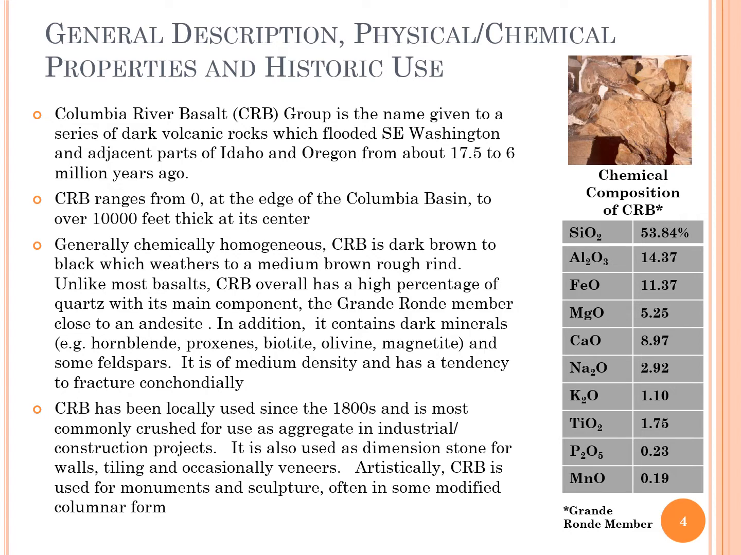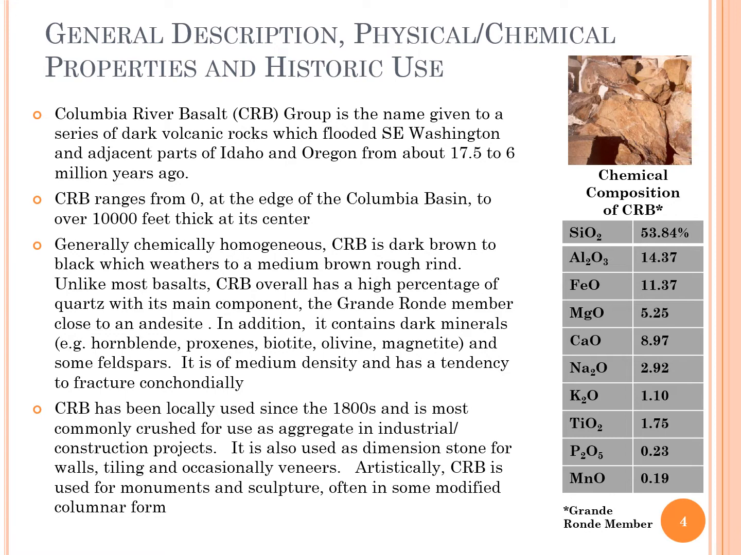Unlike most basalts, the CRB has a high percentage of quartz in it as its main component. Many basalts have a much smaller amount of quartz. The Grand Ronde member is close to an andesite, which is almost a highly quartz-oriented mineral. In addition, it contains several dark minerals, hornblende, pyroxenes, biotite, olivine, magnetite, many other ferromagnesium minerals which give it its distinct colors and characteristics, and some feldspars.